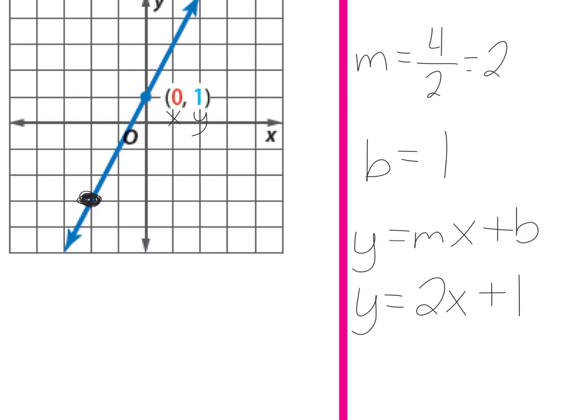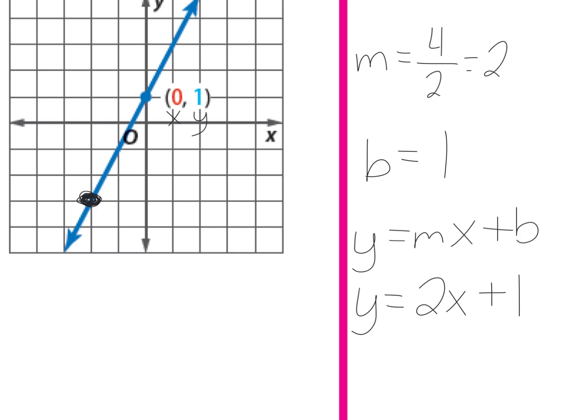How would we go backwards? If they gave us this equation and they wanted us to graph it, how could we go backwards? We're not going to do anything with this equation except use it to graph. You know that b is 1, so you'd write b equals 1. And then you would do the same thing for m. Yeah, I love how you started by labeling your two important pieces. That's what I want us to do.